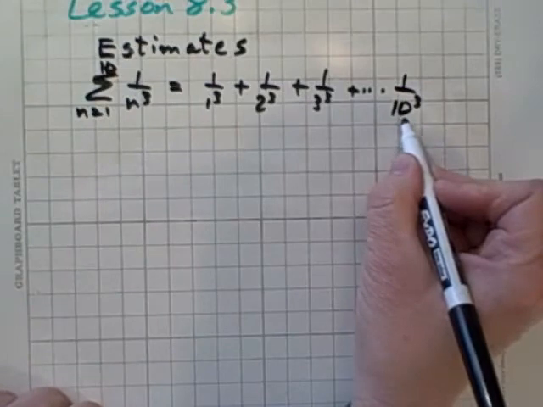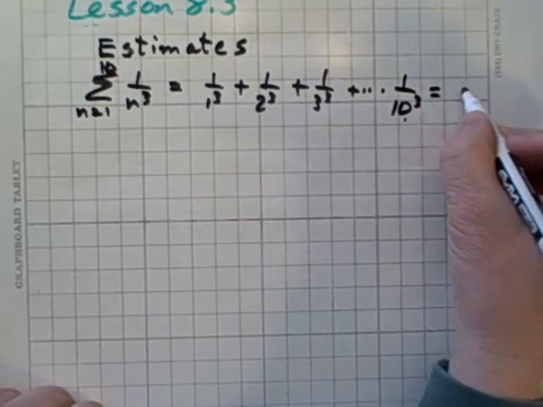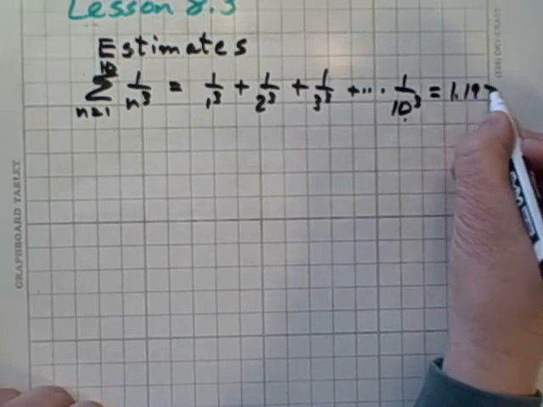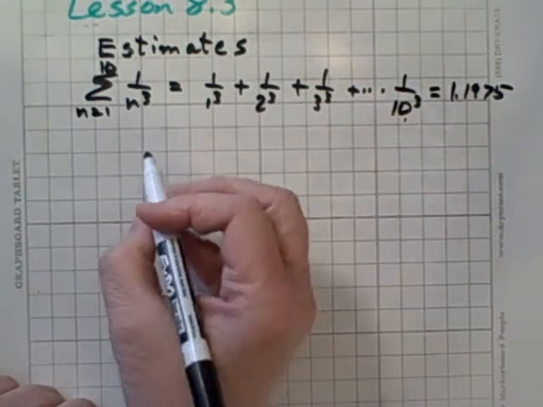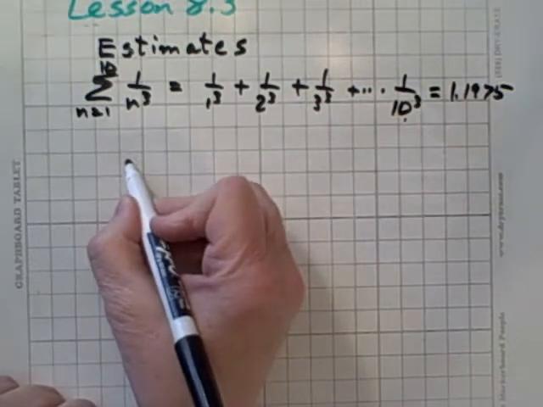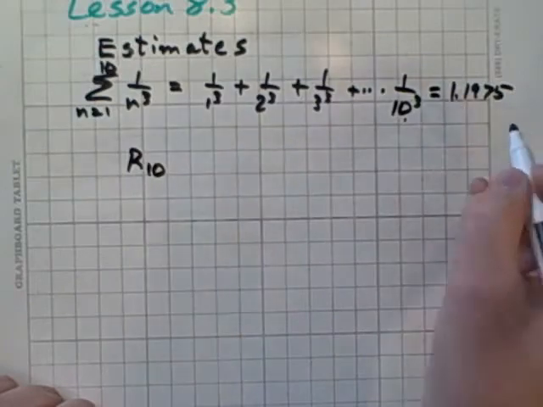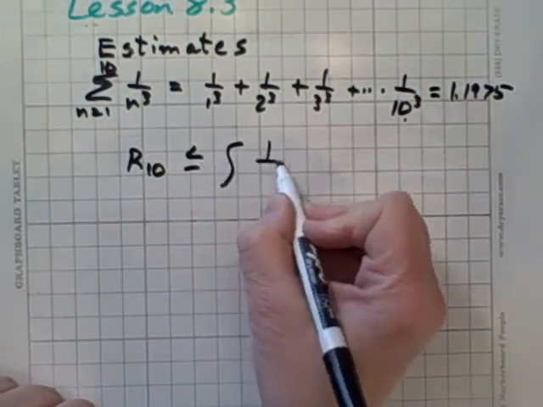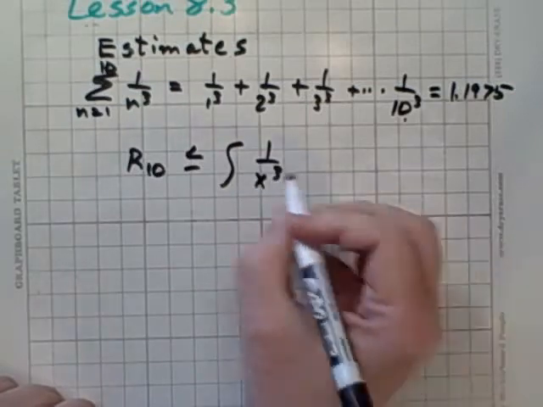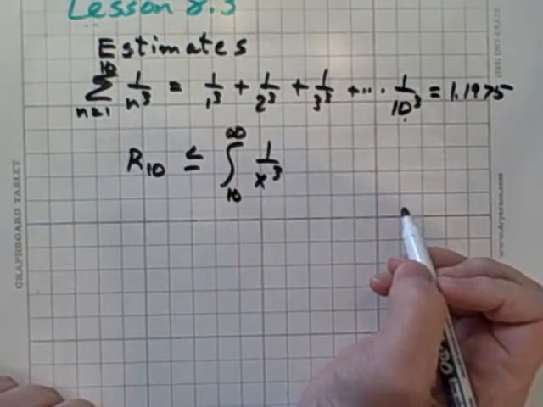The question would be, how accurate is that? If we do the arithmetic, we get 1.1975. Please do not round. The remainder estimate is that the rest of the terms, the 11th on, has to be smaller than this integral, 1 over x cubed, from 10 to infinity.